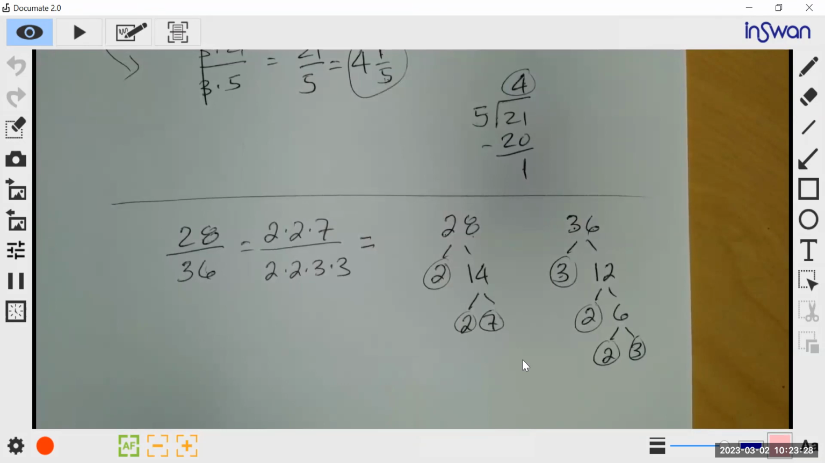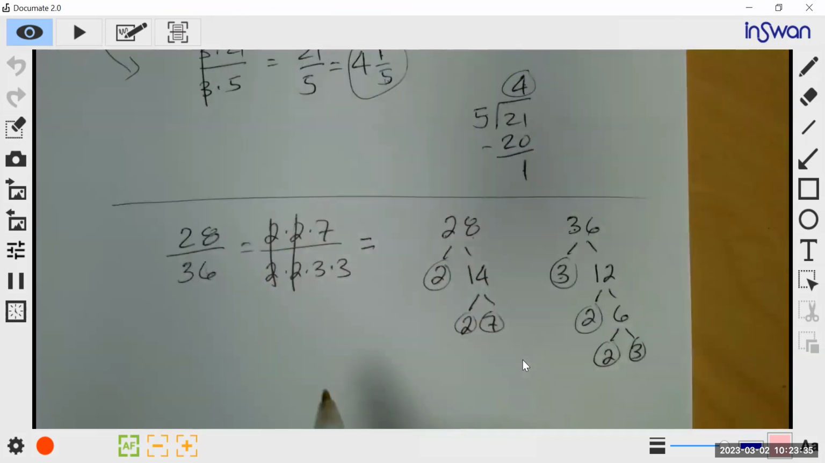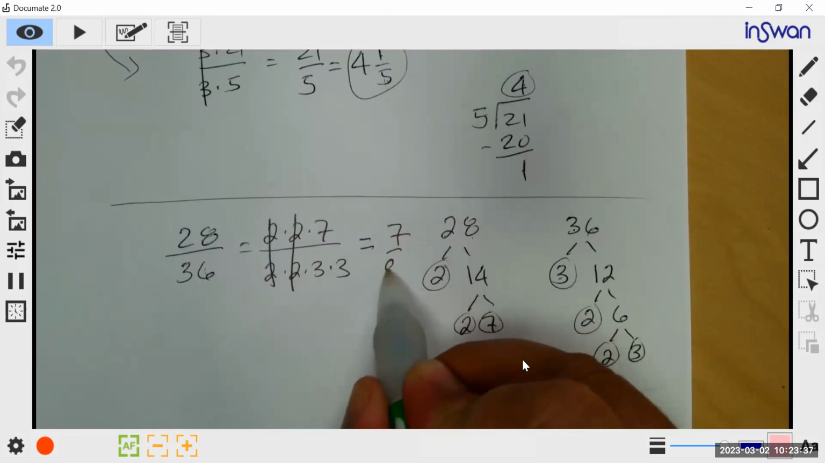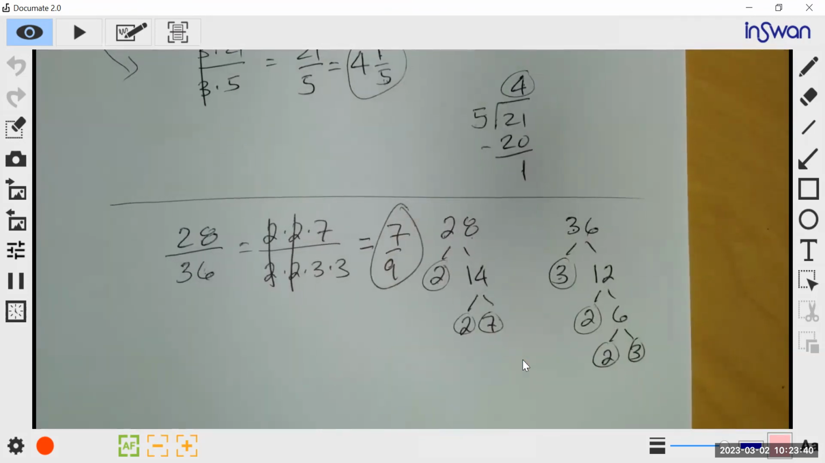What do you do next? Reduce, yeah. So what you have left is 7/9, and that's as far as you can go. That's your answer for that one.